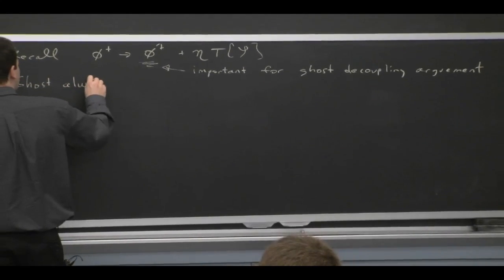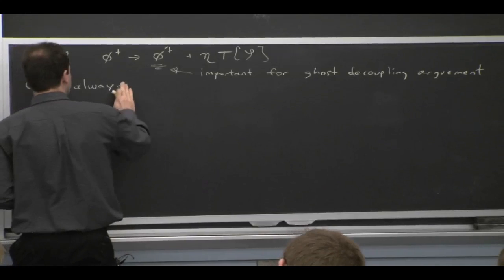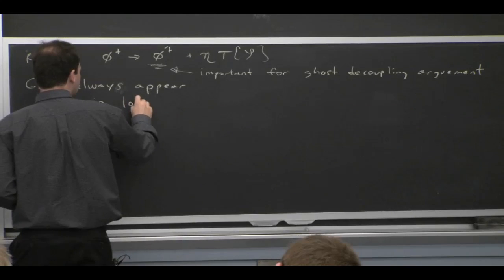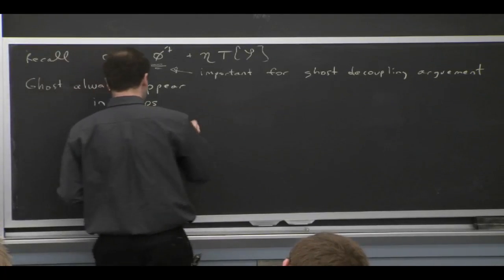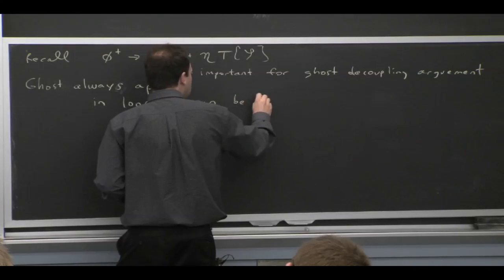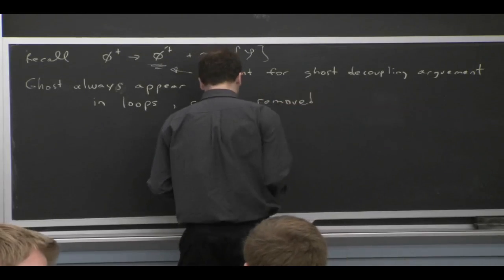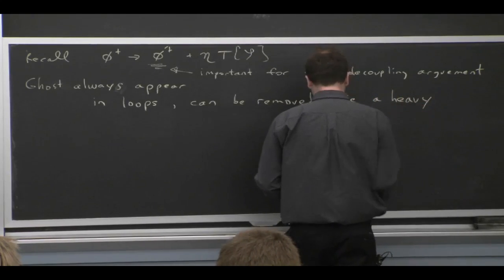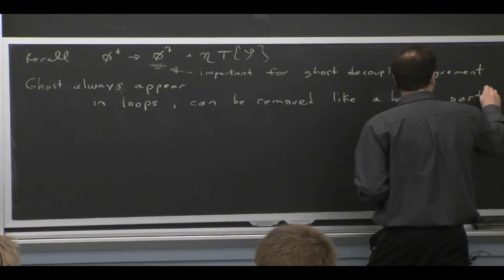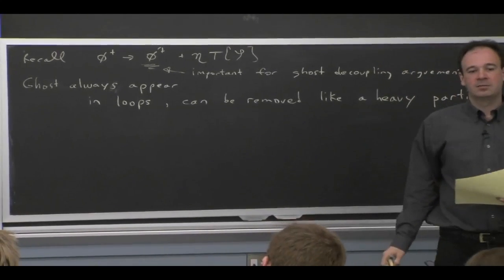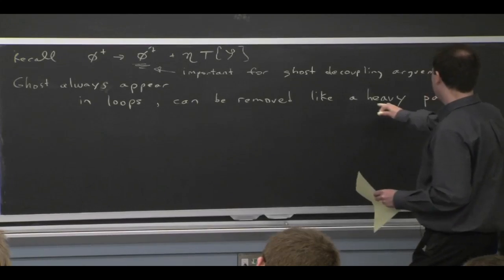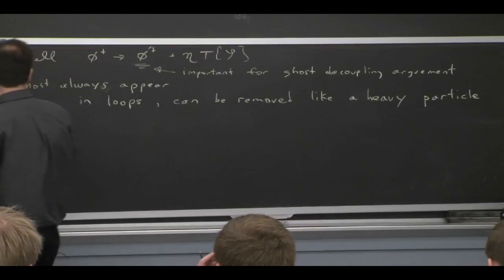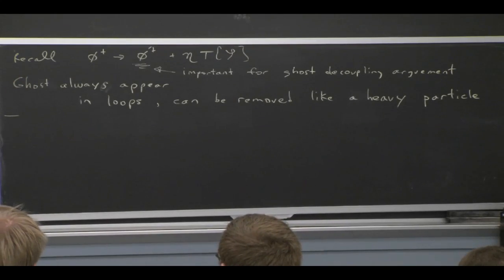So these ghosts, as you know about ghosts, always appear in loops. And so if you want to think about removing this massive particle, it's like a massive particle that occurs in some loops. It's really just like that. So it's just like a heavy particle that you would remove from the theory that would only appear in loops. And we're going to discuss exactly how that works and how to remove heavy particles that appear in loops in detail a little bit later. So for now, that's enough detail for number 2.